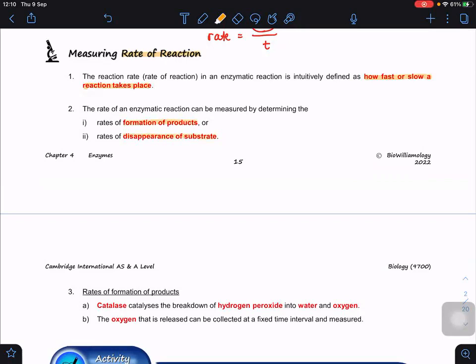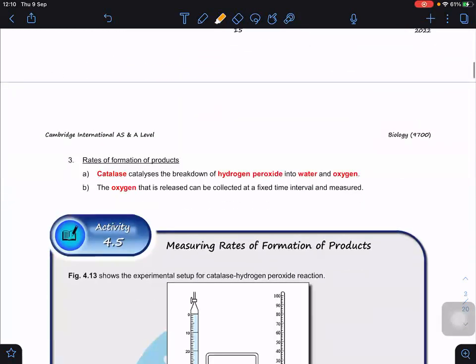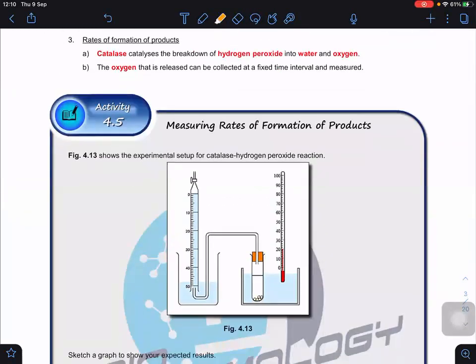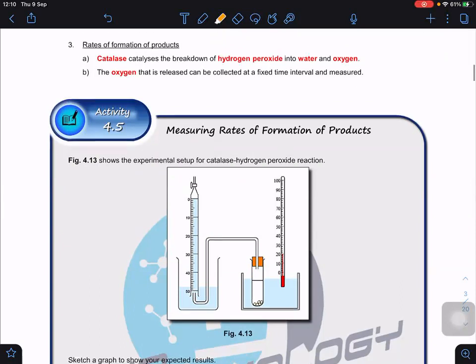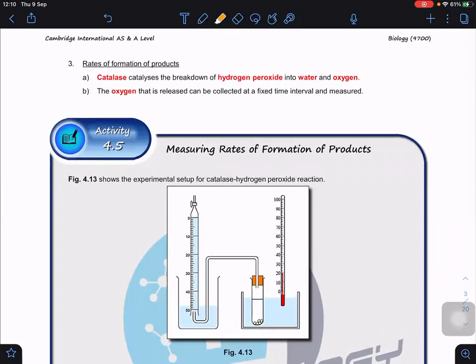Okay, so we talk about the formation of the products. So in terms of the example, the rate of formation of the products, how fast a product can be formed, must be something that we can measure. Always remember, we must use something that we can measure. Okay, so how do we measure? We can measure, for example, in this experiment, how fast the gas is collected.